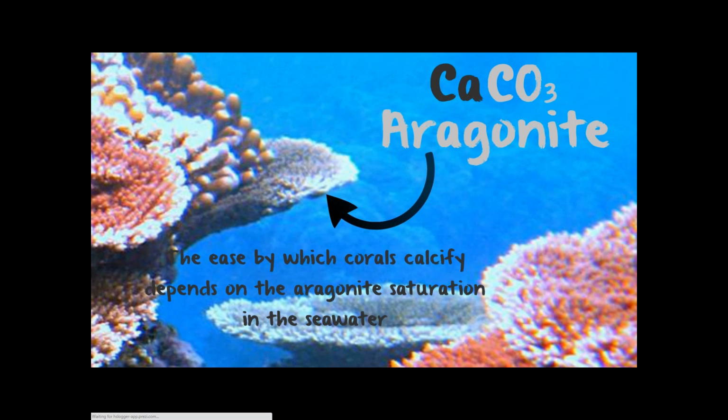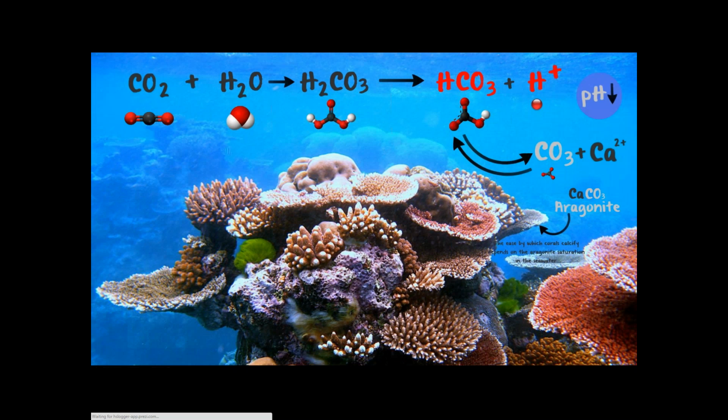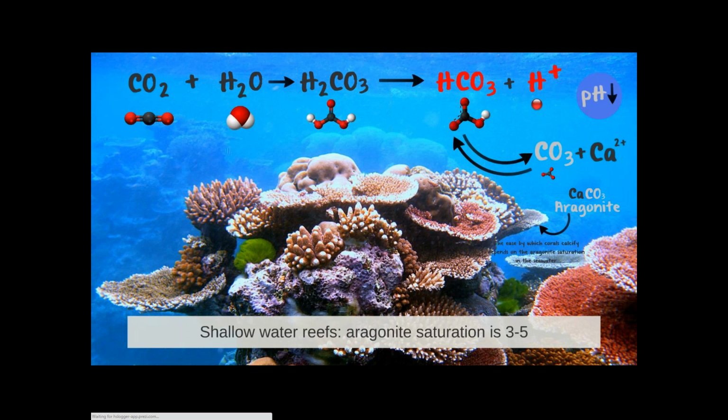So at present, when we think of most coral reefs, we think of shallow reefs. And the aragonite saturation in shallow reefs is between 3 and 5. So that's way above aragonite saturation of 1. And we use 1 as a general value to describe the saturation state in the water. So below 1, we would expect kinetically that the pure mineral of aragonite would dissolve.